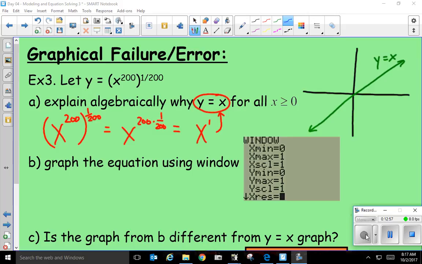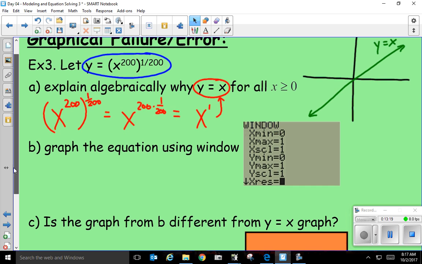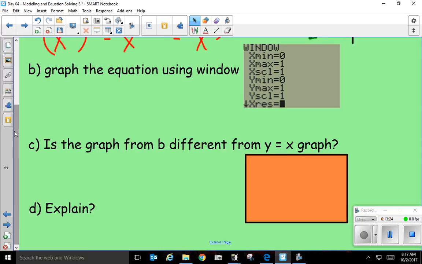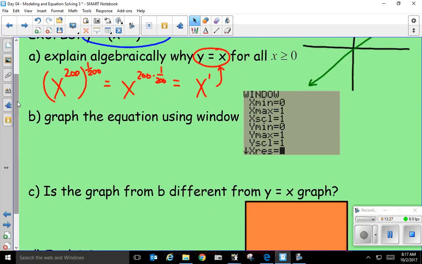Now, I want you, in your graphing calculators, to actually graph not y equals x. I want you to graph it this way in the calculator. So you're going to put x to the 200th, and then raise that to the 1/200th. But look at the window I want you to use. I want you to go from 0 to 1 on the x, and 0 to 1 on the y. Is the graph that we graph for b here different than the graph of y equals x? Remember, you've got to change your window.